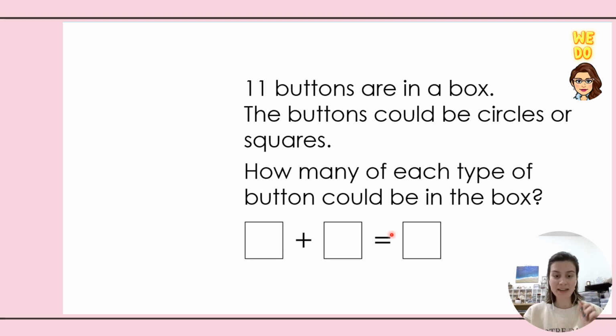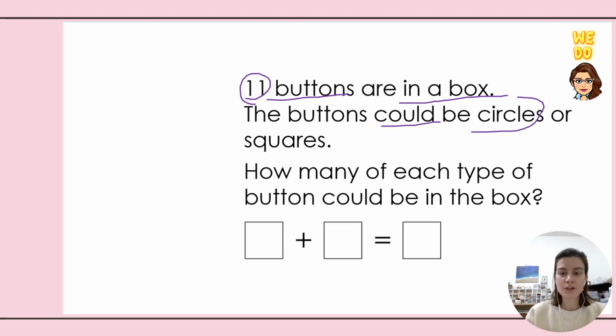I read the problem. Now I need to underline what is important and what I've been given. For this part, I want you guys to write down what I underline. You can write it down small at the top of your board or at the top of your paper. So I've been given 11 buttons are in a box. You don't have to write all of that down if you don't want to, just what you think is important. It says the buttons could be circles or they could be squares.